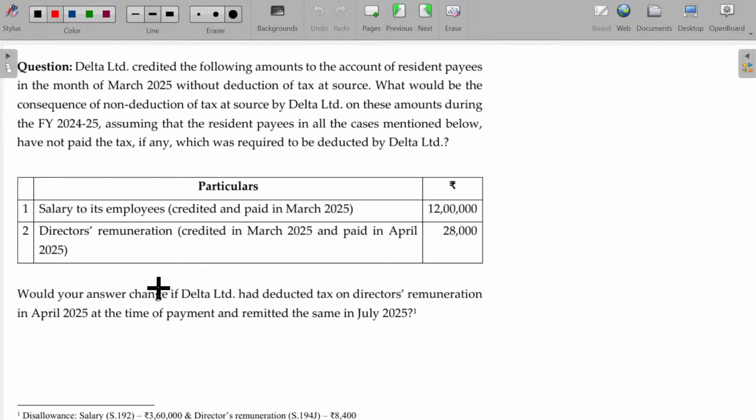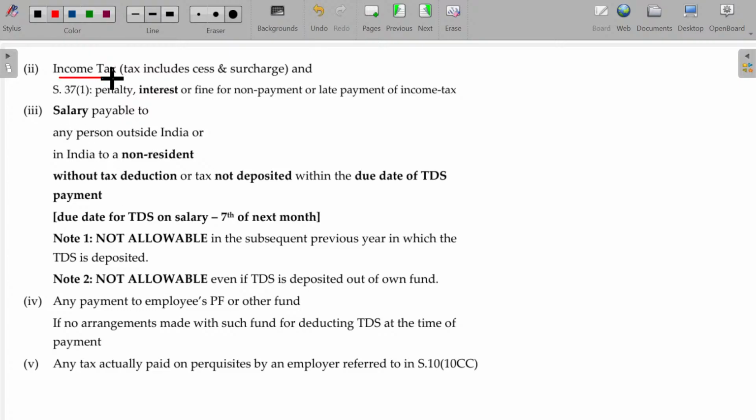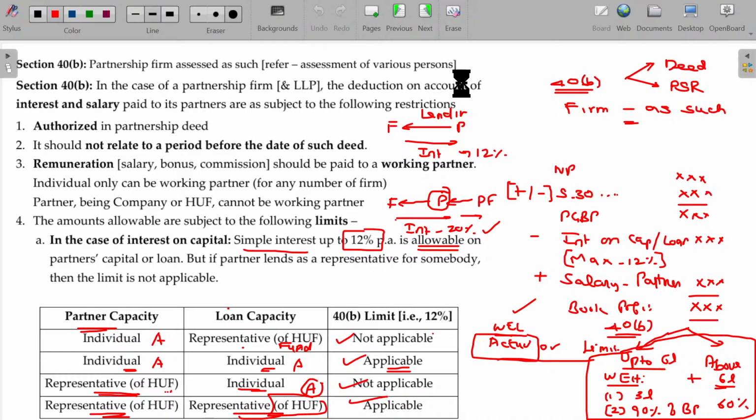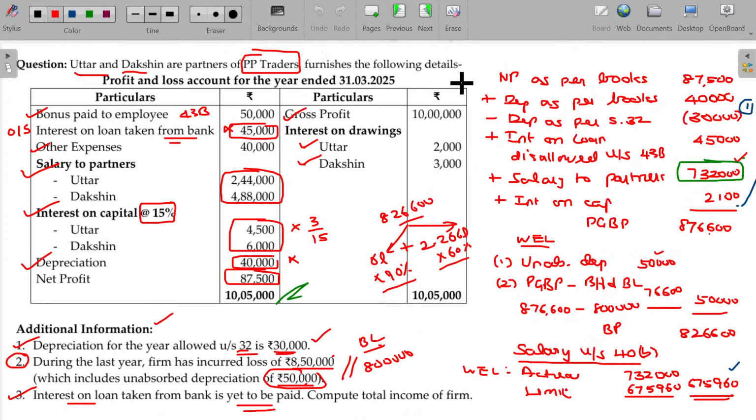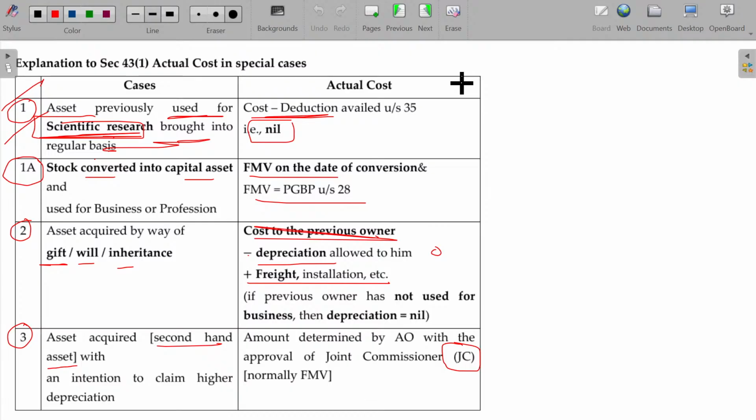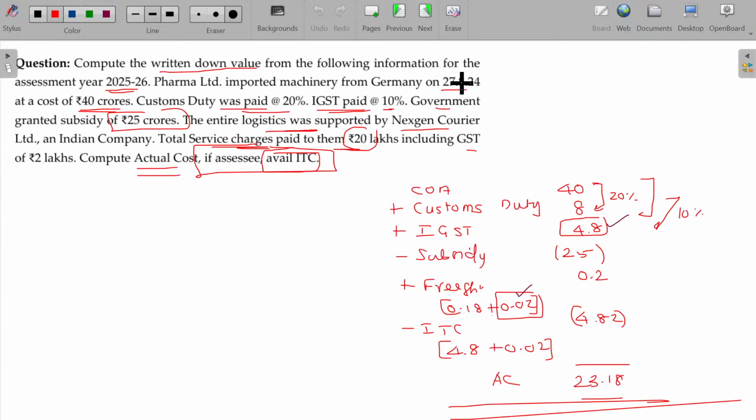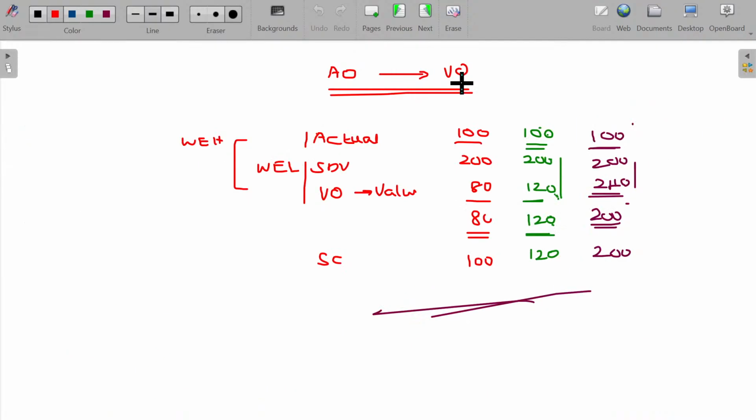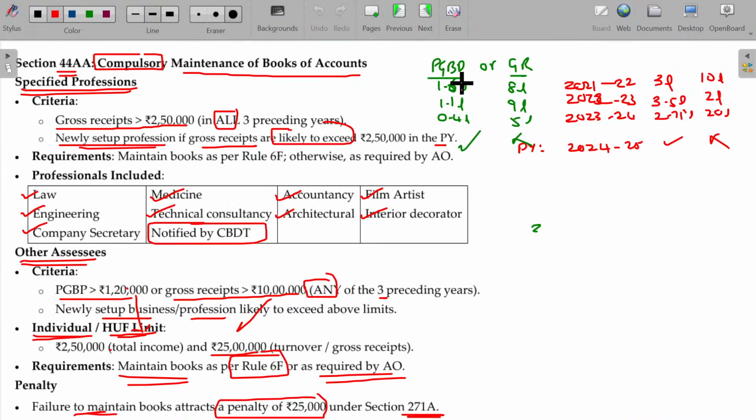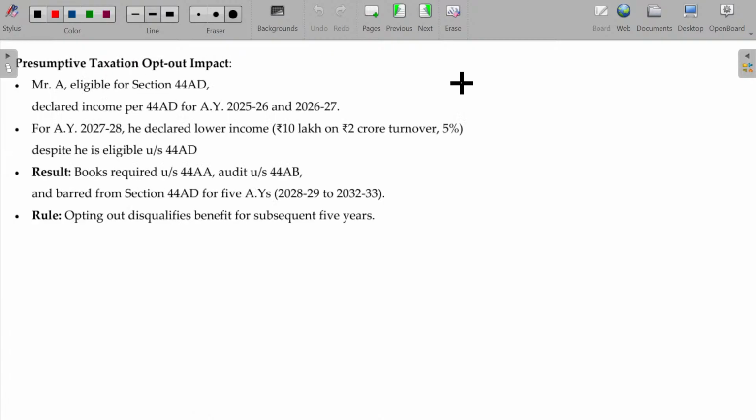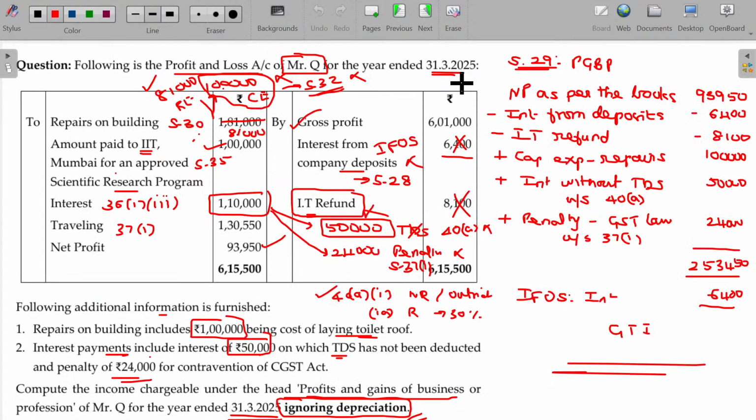For income tax related items, income tax includes cess and surcharge and interest, which cannot be deductible. On refund, it's not income. On payment, it's not expenses. Is that clear? So all the provisions we have learned up to now, you have to master. Applying those, you can calculate the taxable profit here. The computation of taxable profit is as per the steps involved in section 29. Clear? Let's now move on to the next illustration.